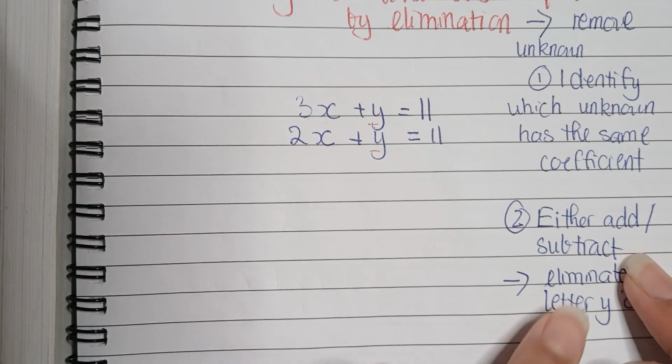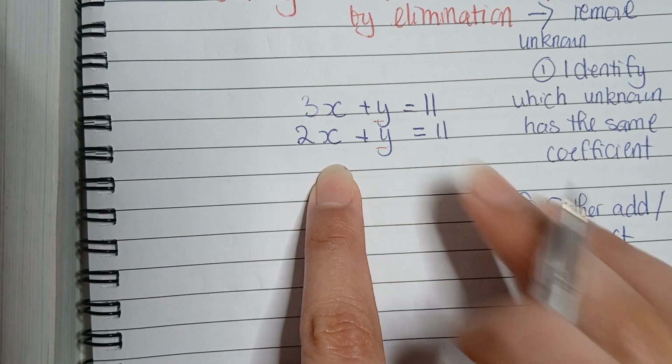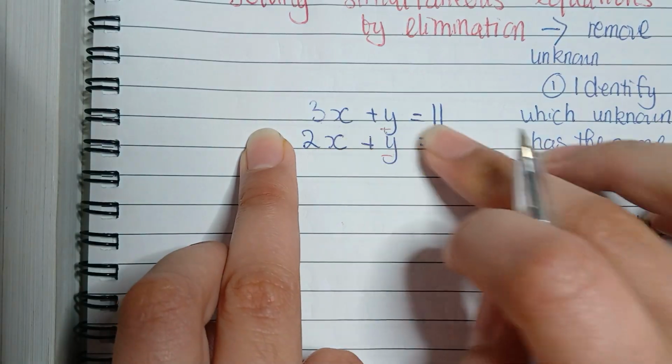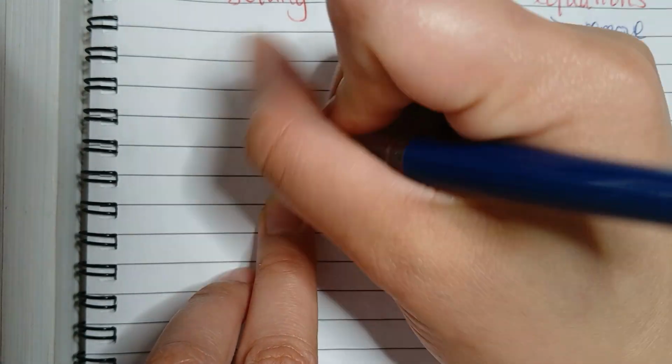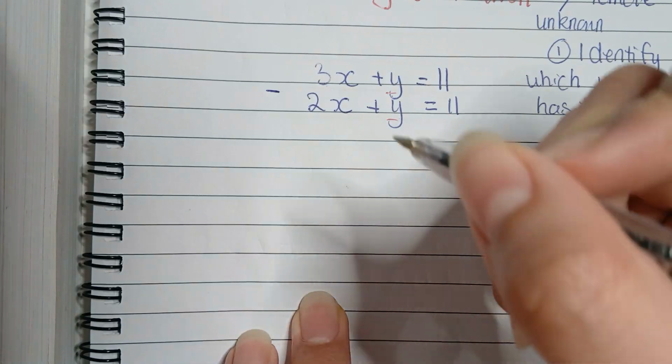Alright, so the next step will be either add or subtract the two equations so that you can eliminate the letter y. So let's say if I add these two equations, it's going to become 2y, right? But if I subtract these two, I'm going to eliminate y. So let me show you how you do so.